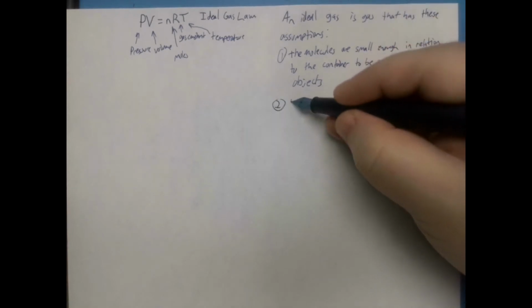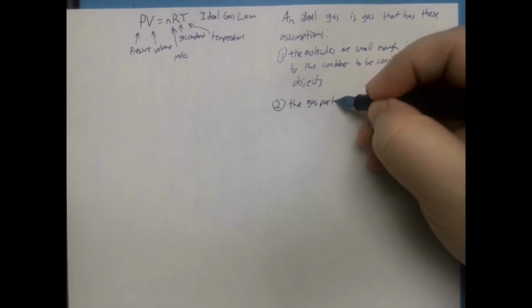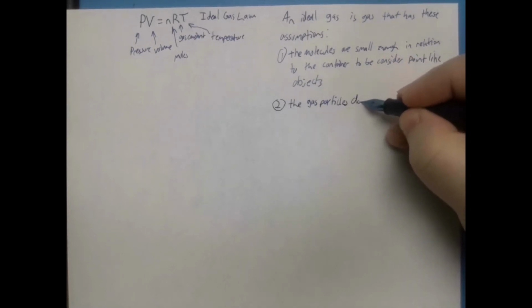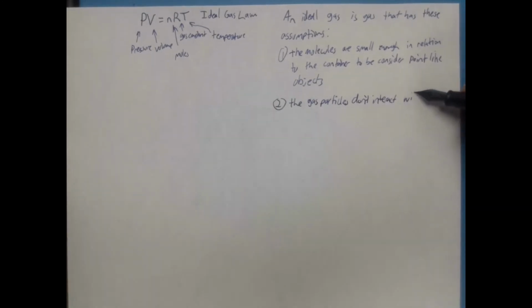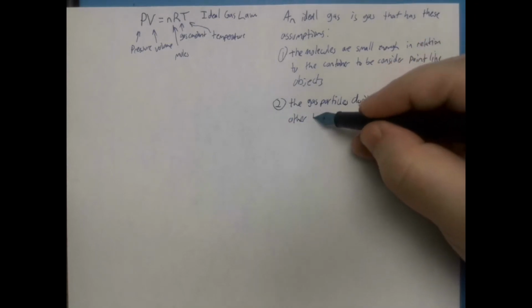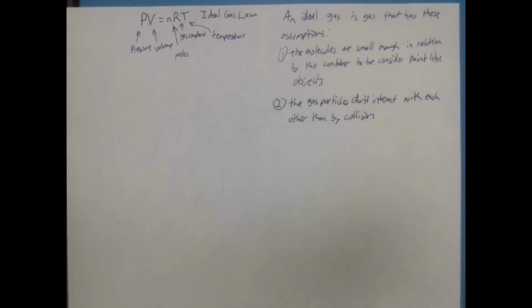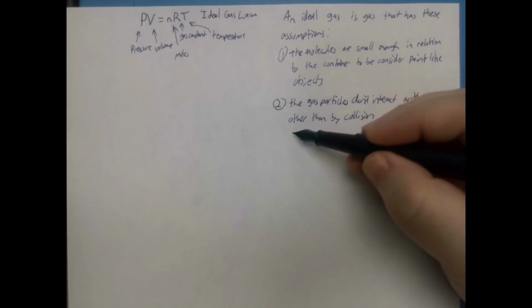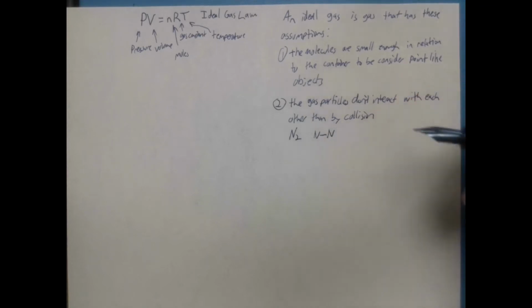Two, the gas particles don't interact with each other other than by collision. What this means is, let's look at nitrogen. Nitrogen is N2, so it's a nitrogen atom bonded to another nitrogen atom.